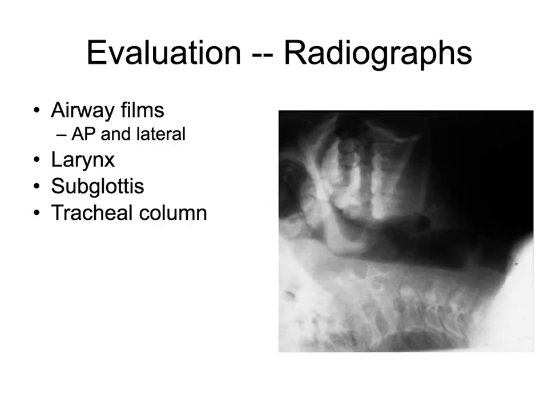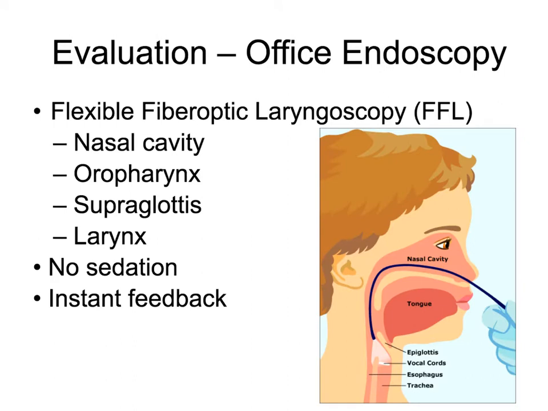Basic evaluation starts with x-rays. Look at AP and lateral films to take a look at the larynx, subglottis, and the tracheal column. Another tool used by ENTs is a flexible fiber optic laryngoscopy to look at the nasal cavity, oropharynx, supraglottis, and larynx. Benefit is you don't require sedation and there's instant feedback.